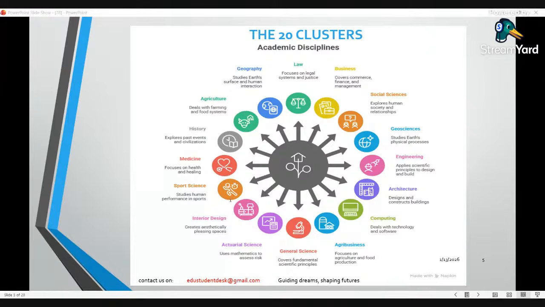19, education. If you want to teach as a teacher, this is where you belong. Also special needs. And cluster 20, it's about religion and theology. So this is the mind map for the clusters.